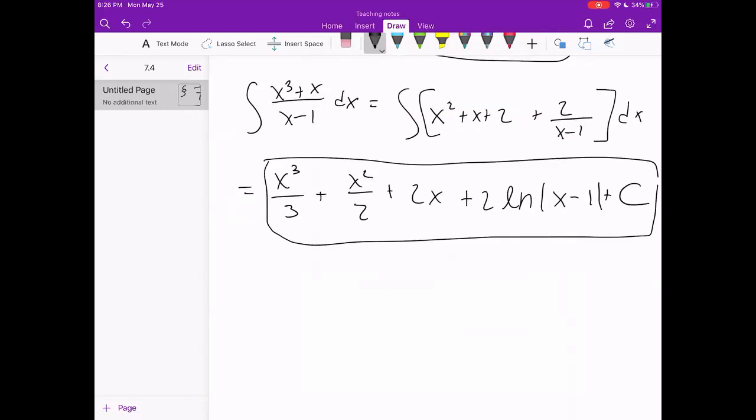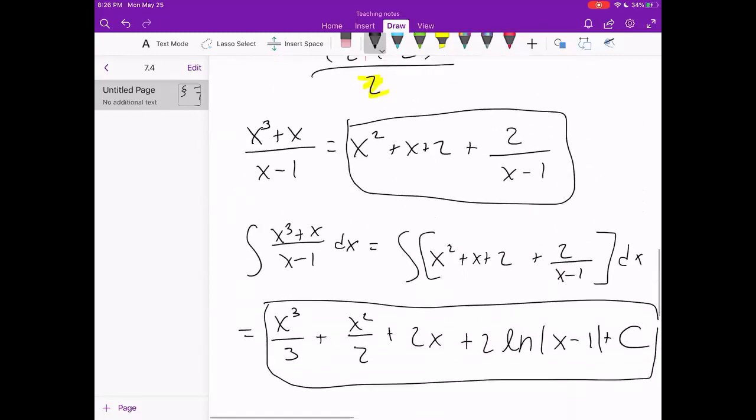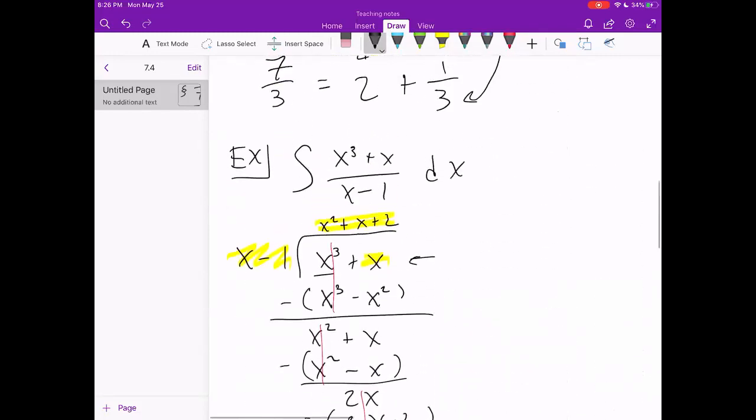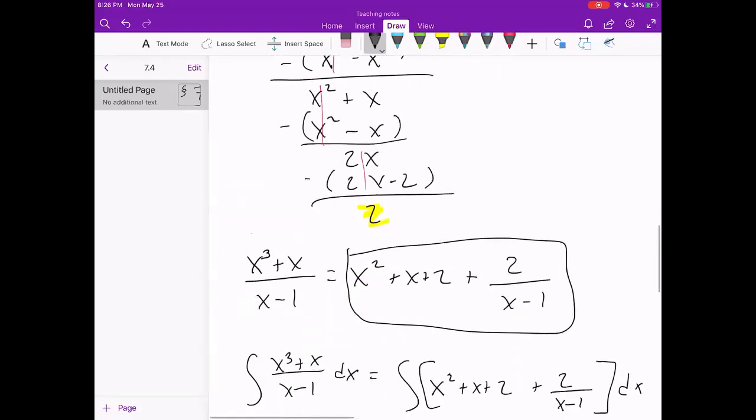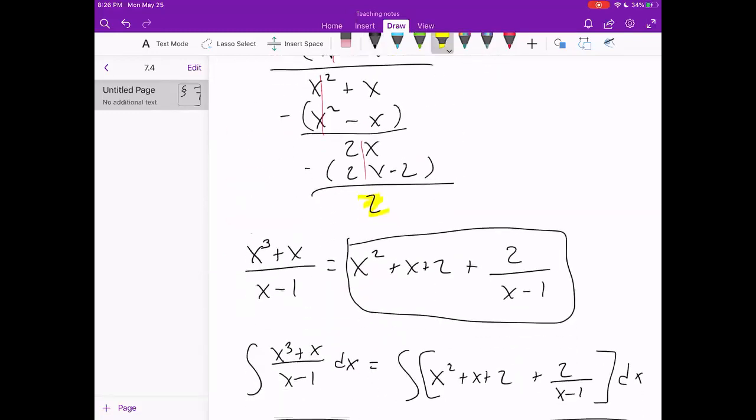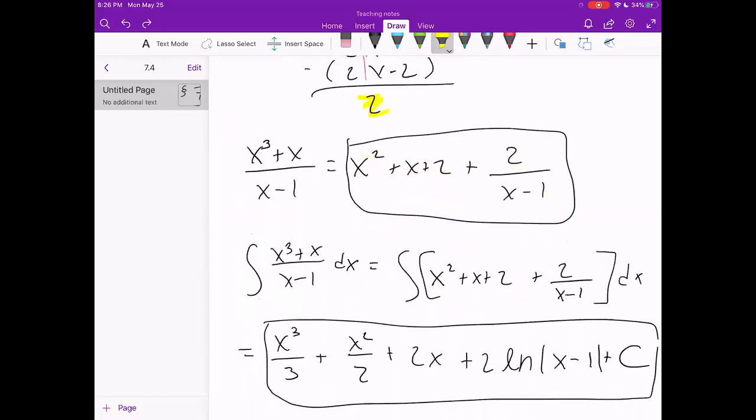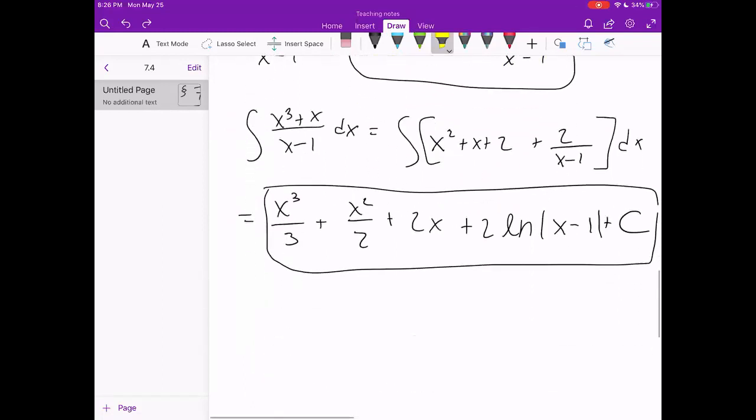So that was an example of, it wasn't partial fractions, but we had this integral here, x cubed plus x over x minus 1. We weren't able to do it with u substitution or integration by parts. So what we ended up doing was saying, okay, I can do polynomial long division. And when I did that, it gave me this, which is easier to integrate. And so I integrated it and got my final answer.